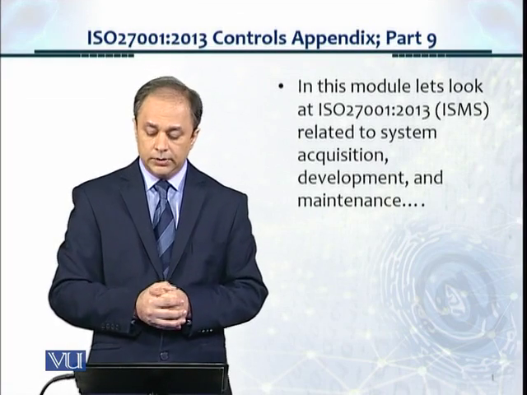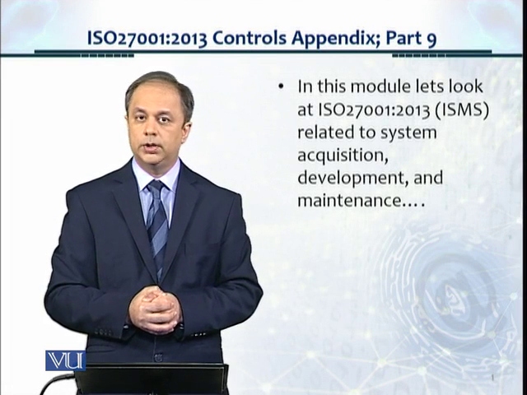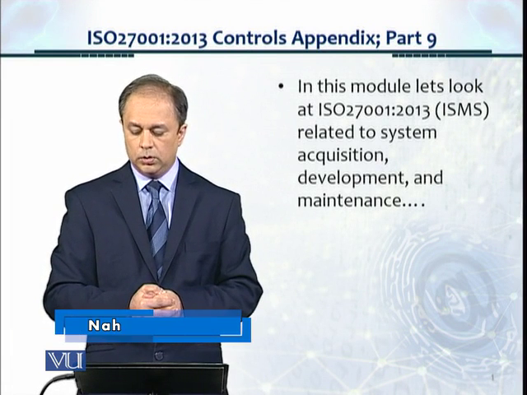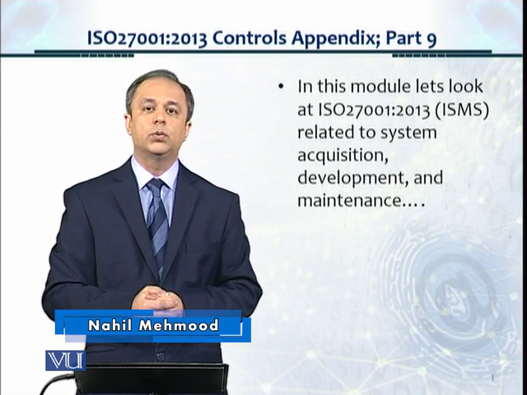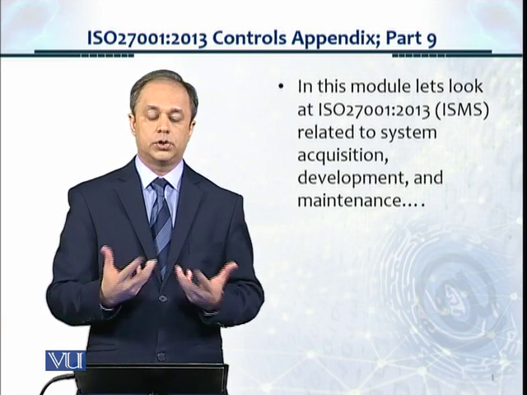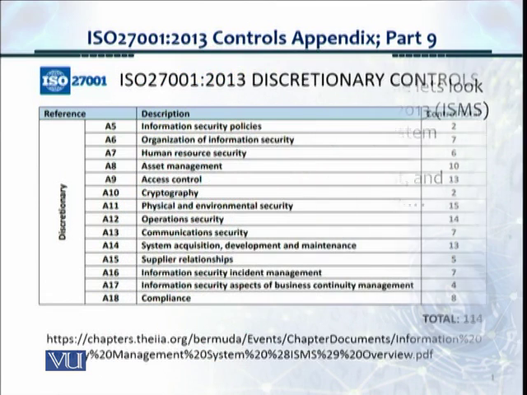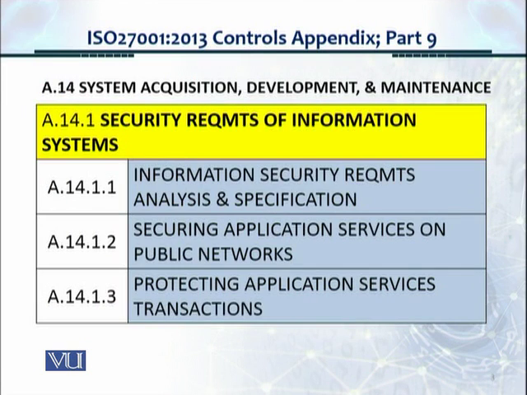Welcome. In this module, part 9 of the Controls Appendix of the Information Security Management System, we're going to look at the security controls related to system acquisition, development, and maintenance, which is basically software development and the security associated with that. Now, this is A14, which has 13 individual controls. The first control objective is security requirements of information systems.